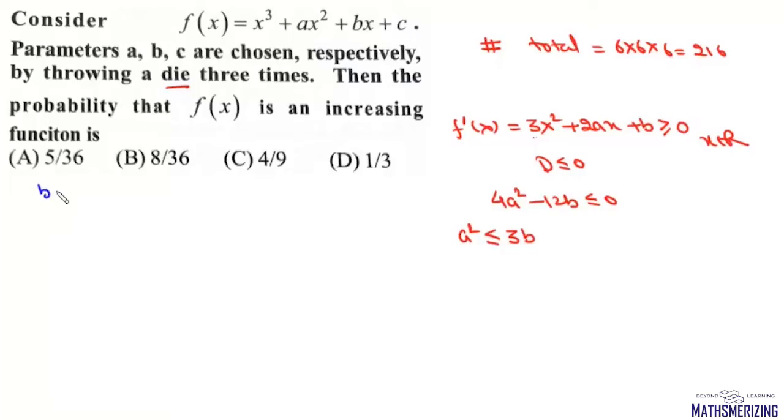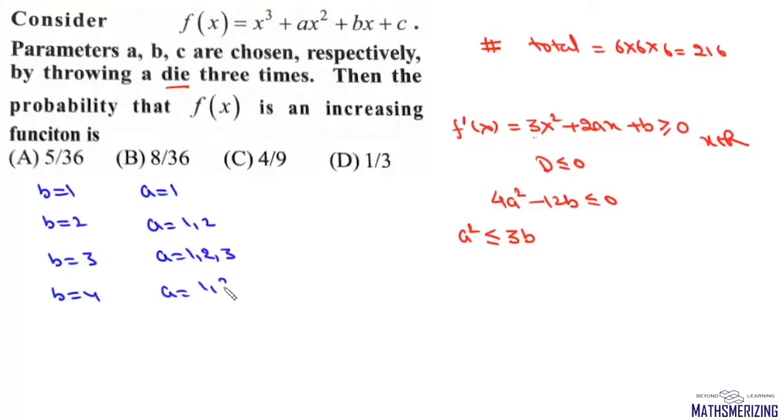Now if we take b as 1, then value of a can be 1. Now if we take b as 2, we can take the value 1 and 2. If b is 3, then a can take the value 1, 2 and 3. If b is 4, again it'll be 1, 2, 3. If b is 5, again we'll have 1, 2, 3. And if b is 6, value of a will be 1, 2, 3 and 4.